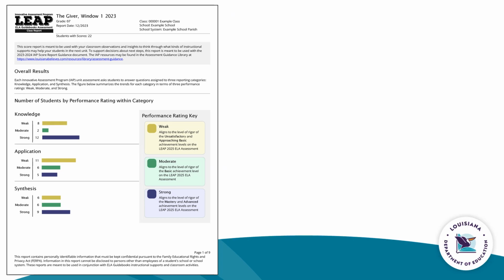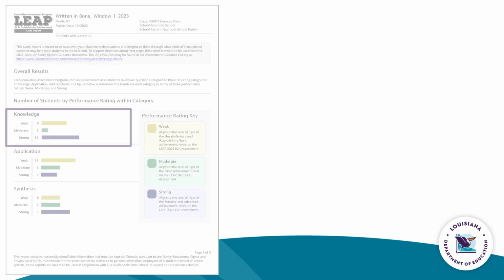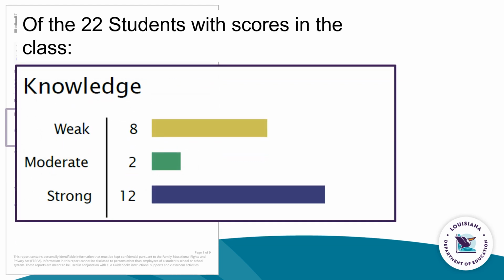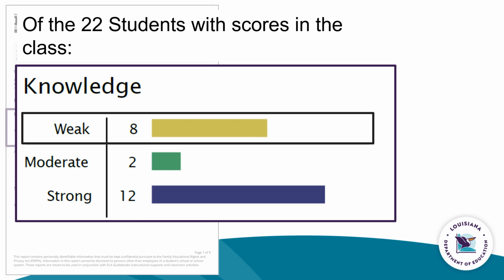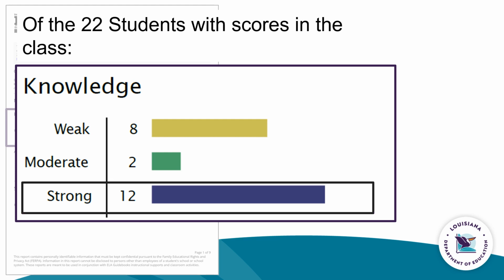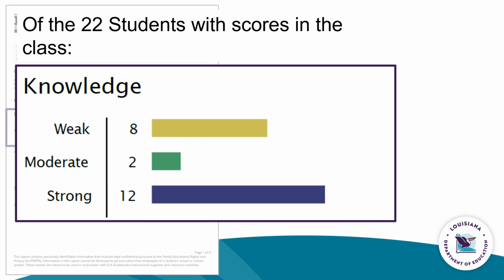If we zoom in on a section, say knowledge, we can see the performance of the 22 students in the class that have scores. This chart summarizes all 22 students in the class, and we can see that of those students, 8 scored at the weak level, 2 at the moderate level, and 12 at the strong level. Again, these tables, each of them, knowledge, application, and synthesis, summarize the performance of all the students who had scores. So in this case, 22 for knowledge, 22 for application, and 1 student didn't take the essay, so 21 in synthesis for this example classroom.